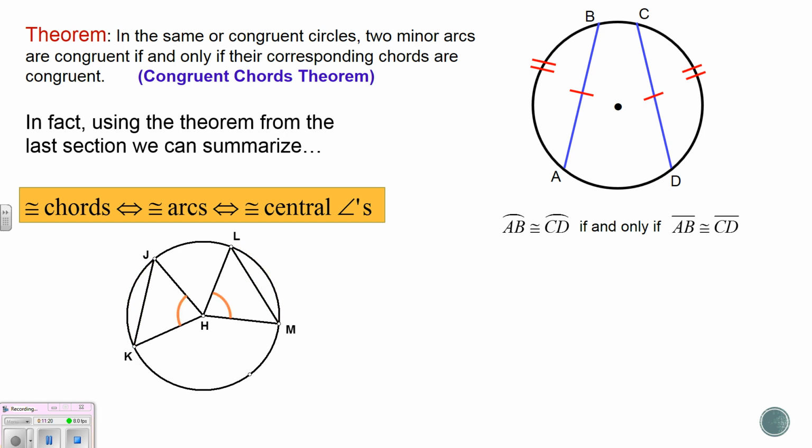Or if these angles are congruent, then the arcs are congruent. Or if these arcs are congruent, then the chords are congruent. Or I can say if the arcs are congruent, then the angles are congruent. You see the idea. You can go back and forth, and whichever pair that you want to say that you know are congruent, that implies another pair is also congruent.